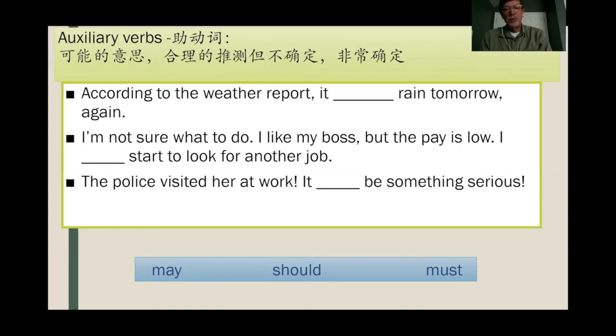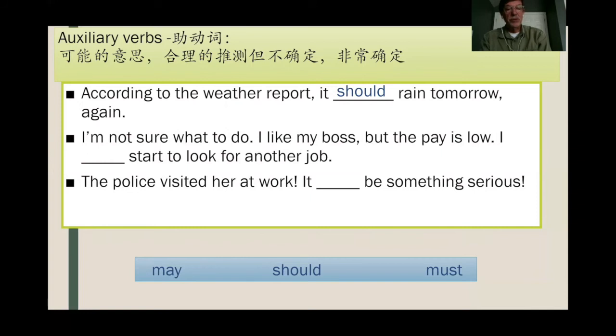According to the weather report, blank rain tomorrow again. So think about it. Should rain tomorrow, may rain tomorrow, must rain tomorrow. Well, you wouldn't say must rain. You could, but let's see, should rain tomorrow. May would work as well.